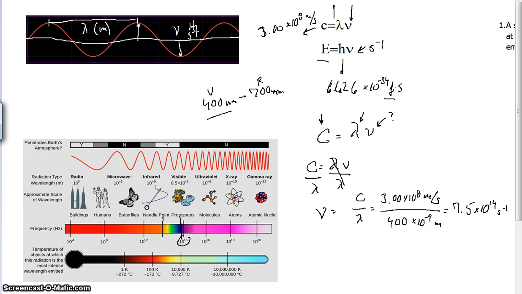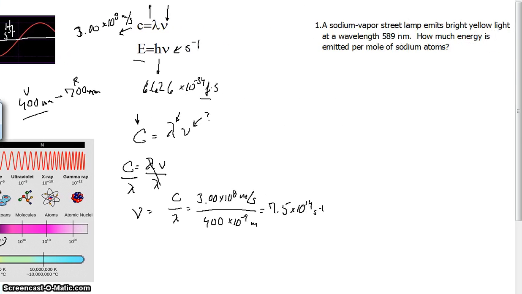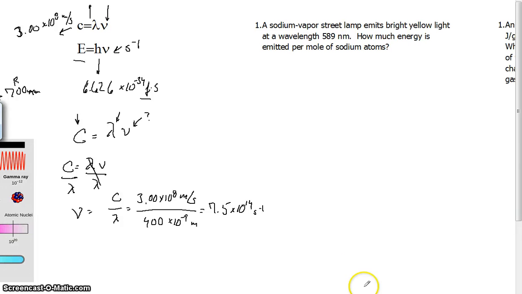Now with my honors students, I like to start combining these equations a little bit, so let me show you how I might do this with one of my honors classes. So here's a sample question. A sodium vapor street lamp emits a bright yellow light with a wavelength of 589 nanometers, which is in the yellow end of the visible spectrum. How much energy is emitted per mole of sodium atoms?